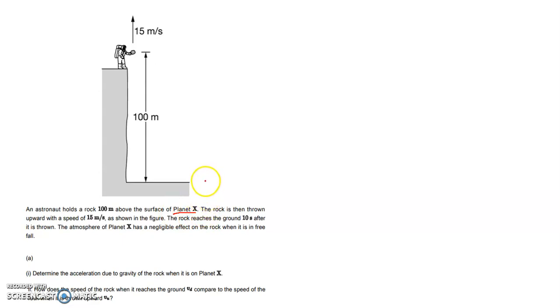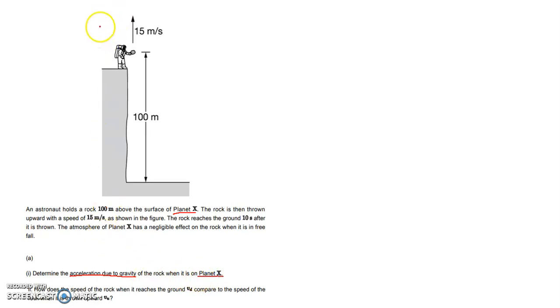The rock is then thrown upwards at a speed of 15 meters per second, and the rock reaches the ground 10 seconds later. And we're ignoring air resistance when it is in free fall. Okay, so we want to know, what is the acceleration of gravity on planet X?